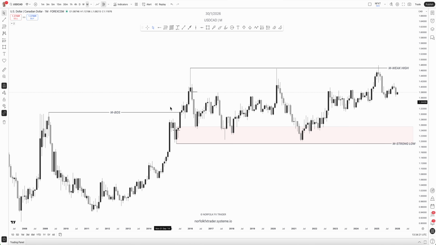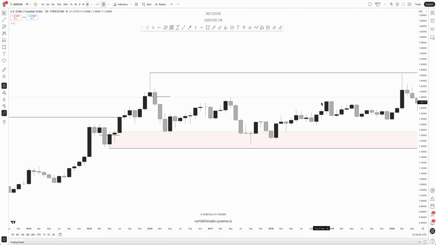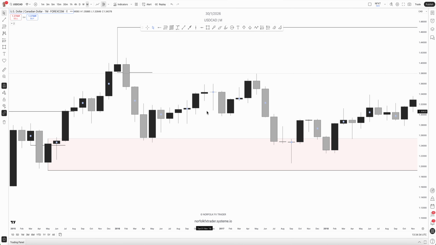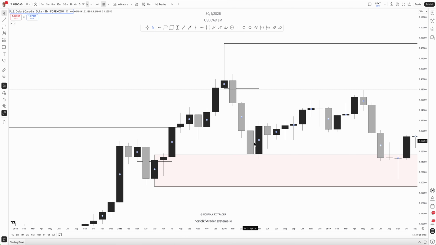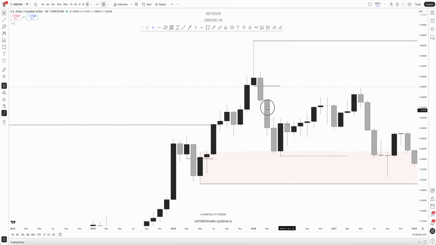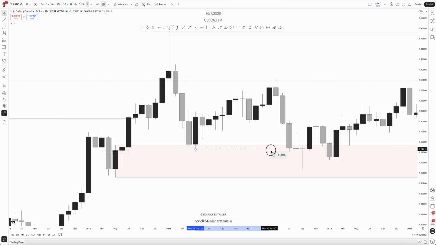But within this move here, we can also have what we class as that internal structure. I'm going to show you as well how we mapped out this swing structure, how you can also map out that internal structure. To do this, we're going to zoom in. And once we see the simple pullback here, and we see the start of the move back to the upside, we can map out this current low in the market. And I'm going to change this to a dashed line. Okay, so this is going to be our internal structure. We're looking for this to be broken.